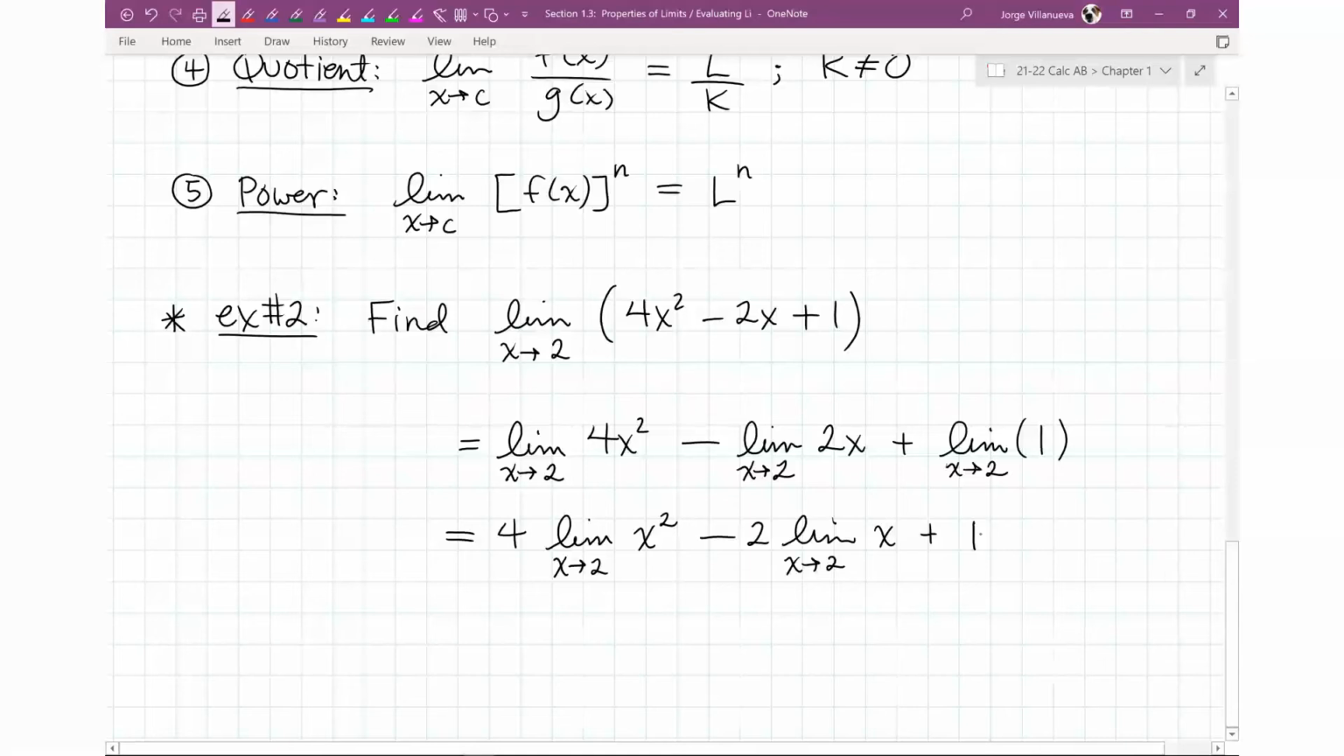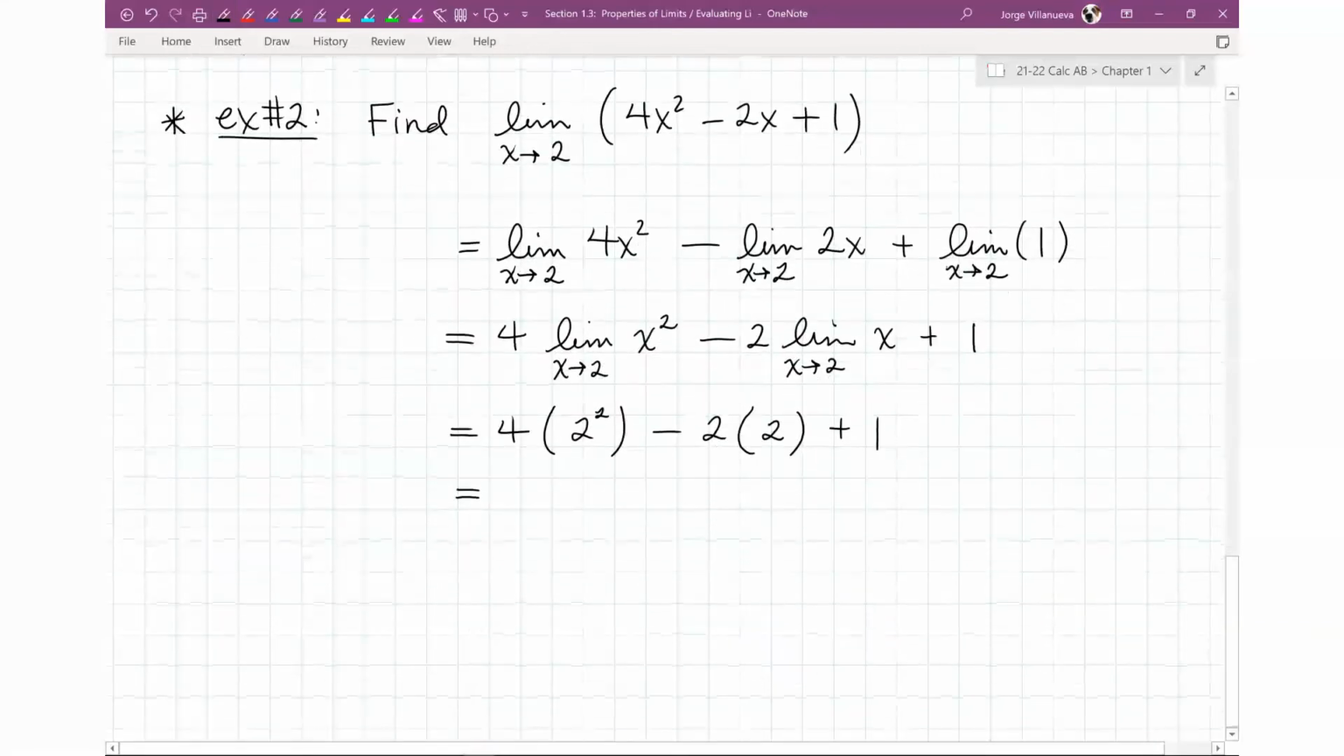Now, according to the power rule definition, number 5 that you can actually see up there, I can just plug in my 2 value into the x and do the work. So this will be 4 times 2 squared minus 2 times 2, that's direct substitution, plus 1. So 2 squared is 4. 4 times 4 is 16, minus 4 plus 1. So this comes out to 13.